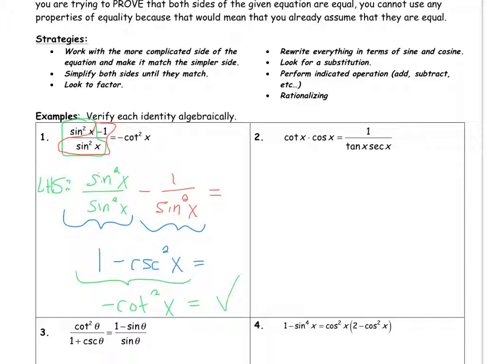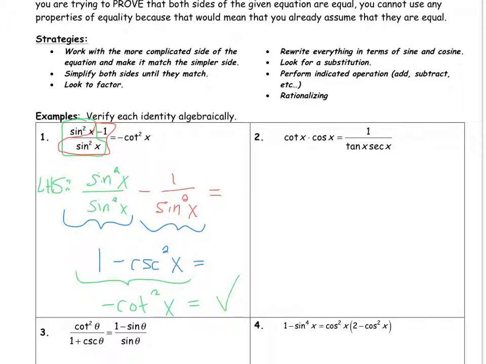Okay, let's see. What's next? 2, 3, 4. Kind of need to work all these. All right, let's speed it up a little bit. Number 2. The most difficult side appears to be the right-hand side simply because it's a fraction. It's easier to work with regular quantities than fractions. You could, again, try lots of things. I think for this one, I'm going to rewrite tangent and secant in terms of sine and cosine and see what happens.